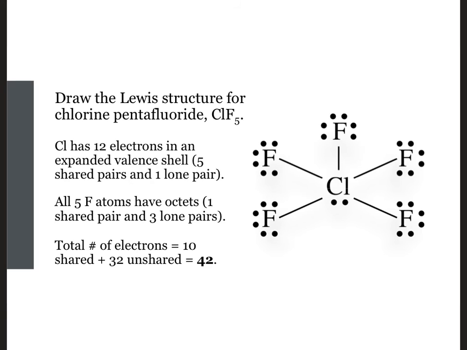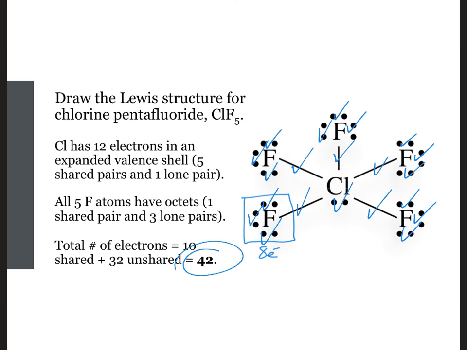Step 7. Verify duets, octets, and the total number of valence electrons. We satisfied octets in an earlier step. Counting total electrons, we have 2, 4, 6, 8, 10, 12, 14, 16, 18, 20, 22, 24, 26, 28, 30, 32, 34, 36, 38, 40, and 42.